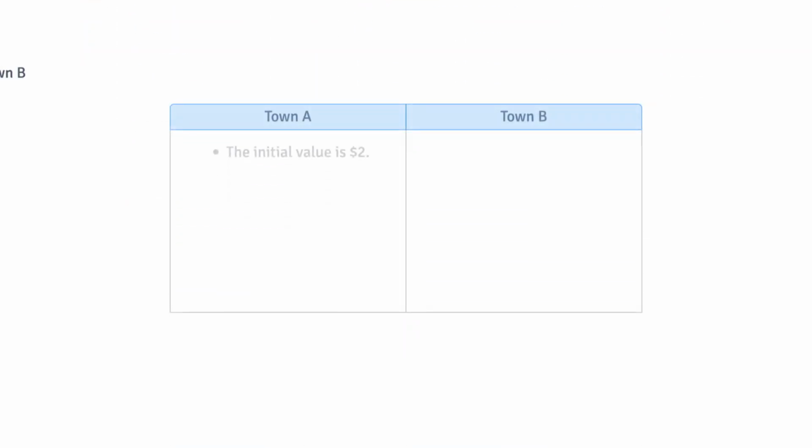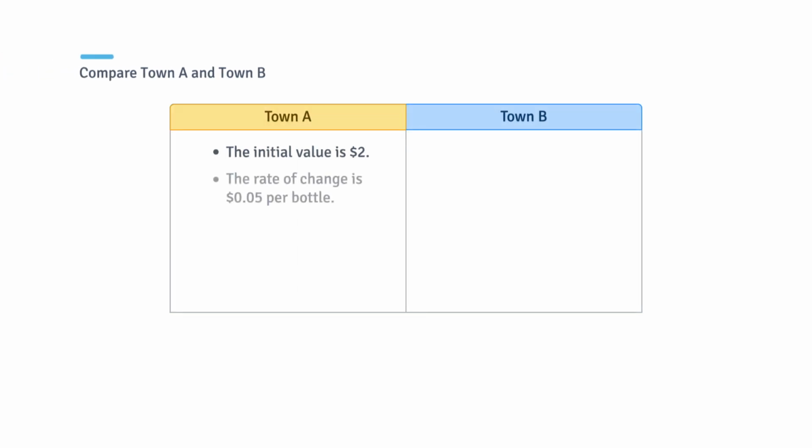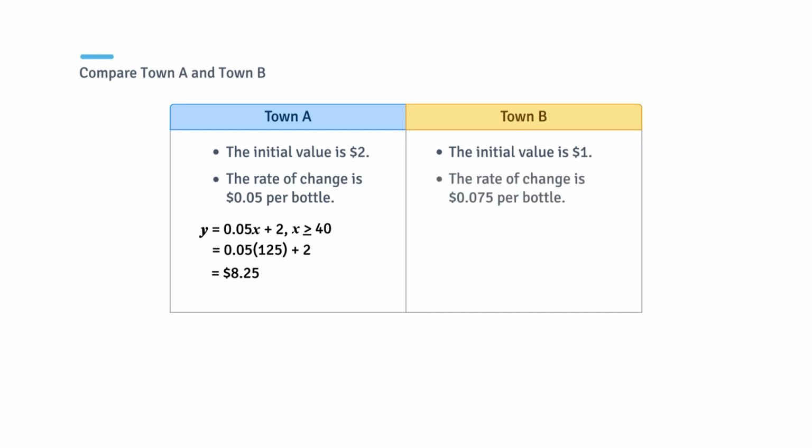A summary of the comparison is shown. In Town A, the payment for recycling 125 bottles is found by substituting 125 in the equation. The amount paid is $8.25. In Town B, the payment for the same quantity is 0.075 times 125 plus the fixed amount 1. The amount paid is $10.38 to the nearest cent.